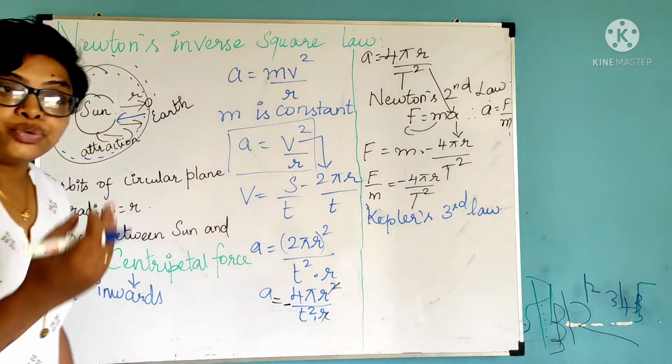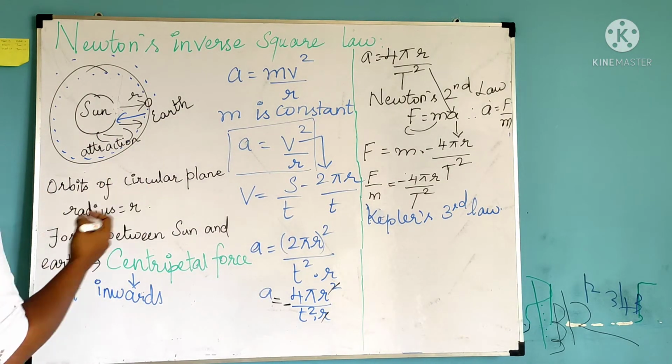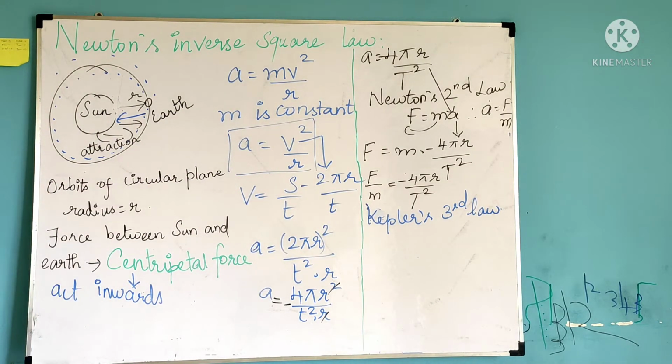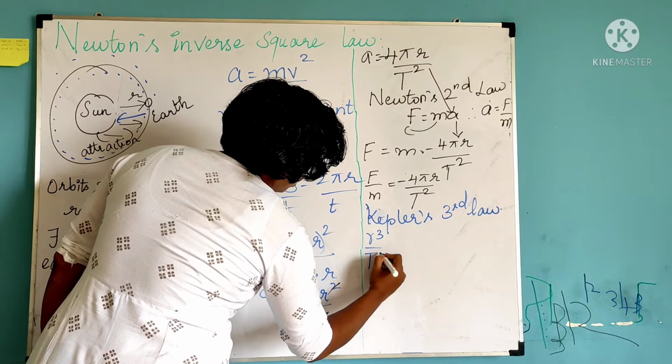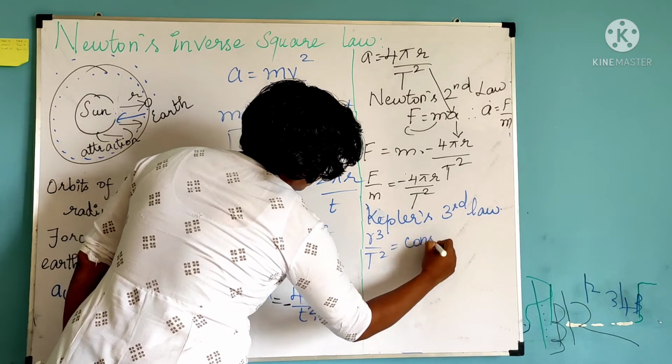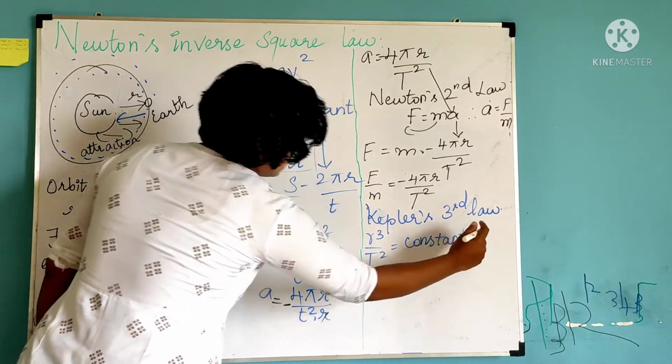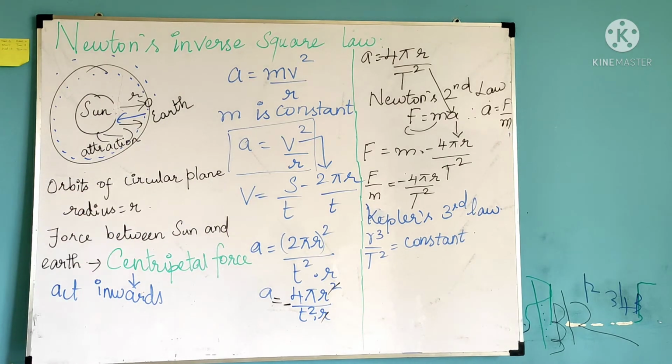Okay, he has given 3 laws. So here we are going to give the first, Kepler's third law, which is r cube by t square equal to constant. That is Kepler's third law. r cube by t square is equal to constant.